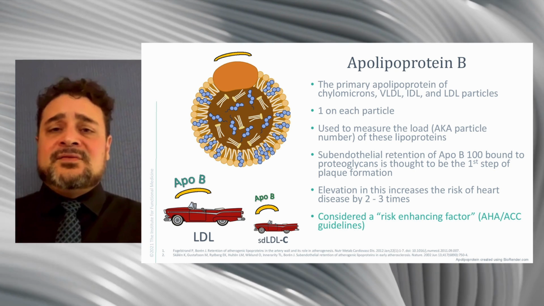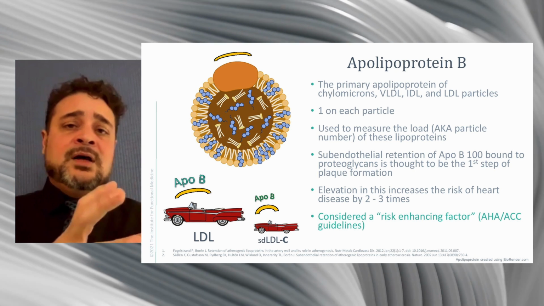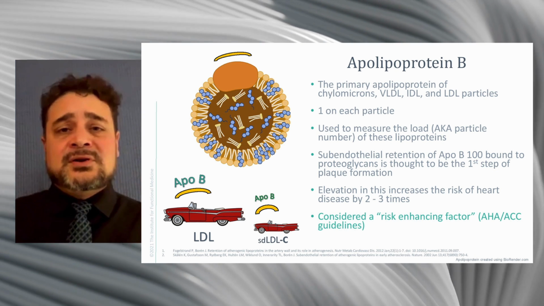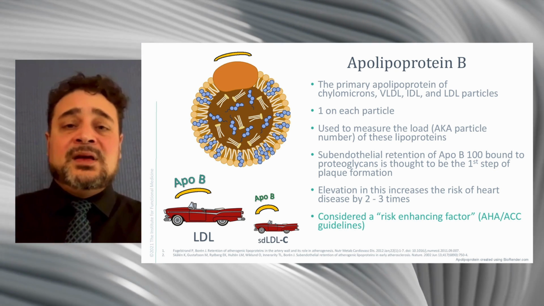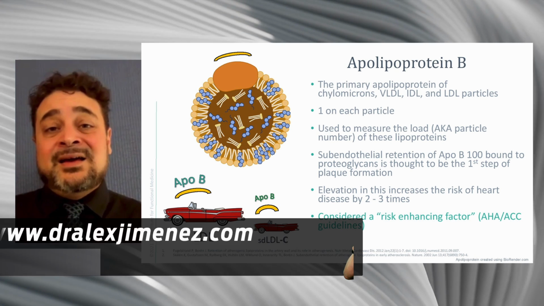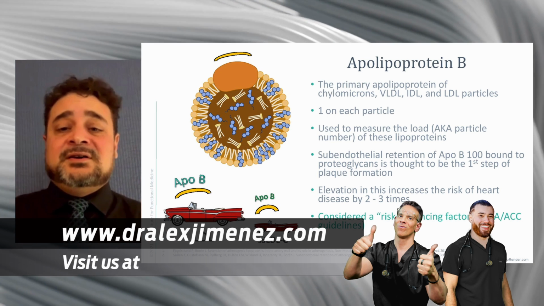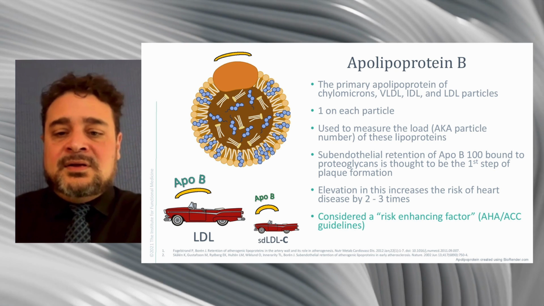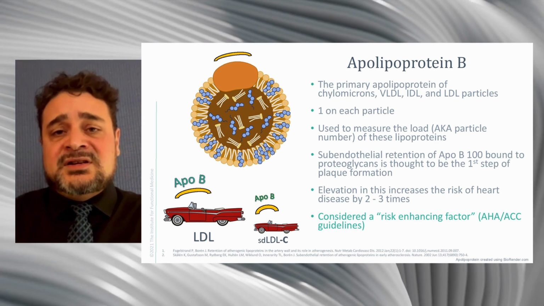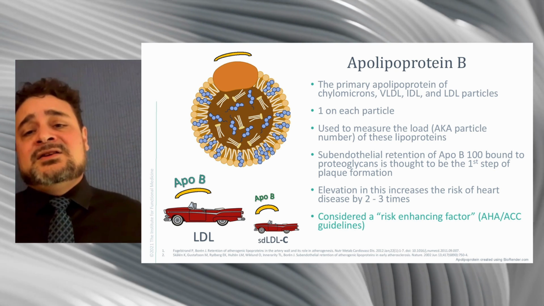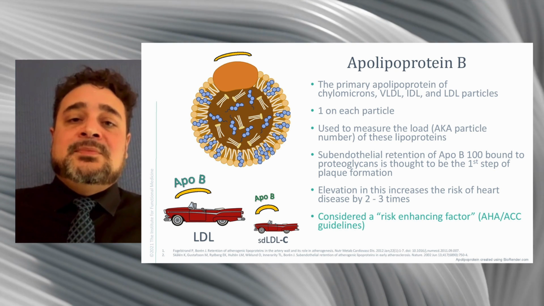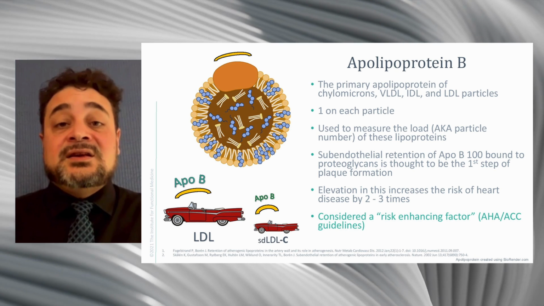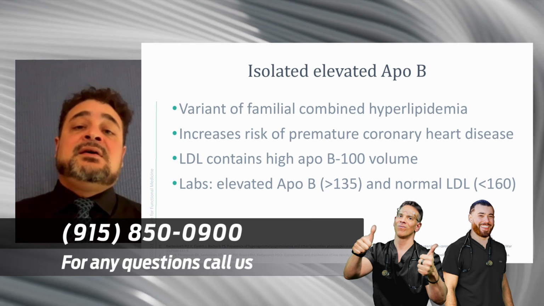Remember, you can have an LDL of 110 and have a whole bunch of really tiny ones, or you have a few of the big fluffy ones, and both look like 110. But if your apolipoprotein B is high, that's telling you there's a whole bunch of particles there. Its elevation increases your risk of heart disease by 2 to 3 times. And if your apolipoprotein B is greater than or equal to 130, it is a risk enhancing factor according to the new guidelines.